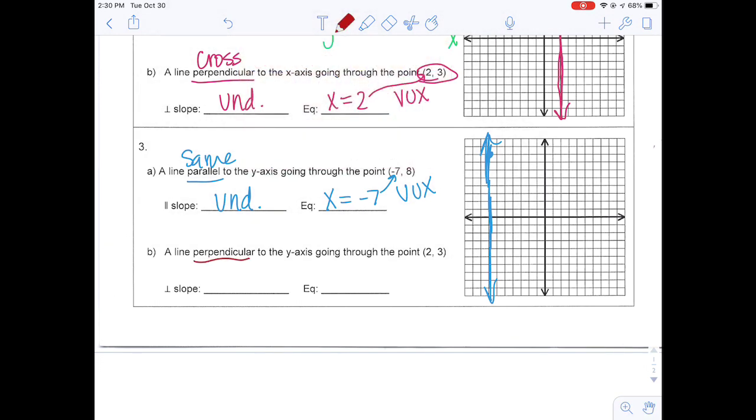And then perpendicular to y means it needs to go through this point, so I can plot that point, 2, 3. Perpendicular to y means it needs to go through y. It does not look like the y-axis. This is a Hoy because it's a horizontal line. Horizontal lines have slopes of 0, and the equation is y equals the y point in which it crosses.